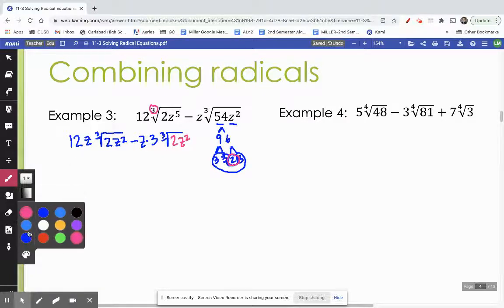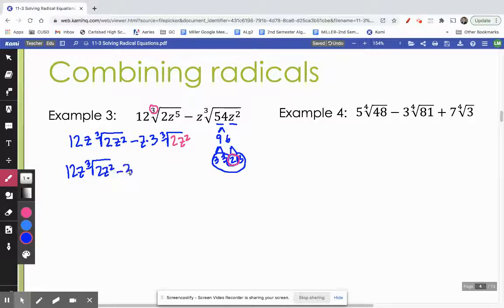All right, now we've converted it to the same currency. We just have 12z times the cube root of 2z squared minus 3z times the cube root of 2z squared. Now we have the same radical. We can play with these. We just have 12z minus 3z is 9z times the cube root of 2z squared. All right, lots of 2's, lots of z's. They all kind of look the same, but that's it. So it looks complicated, but that's the steps.